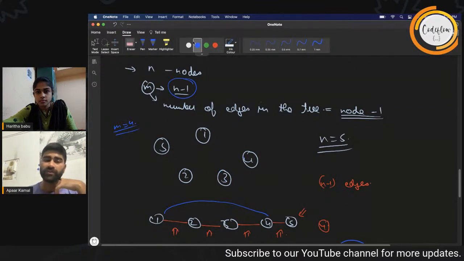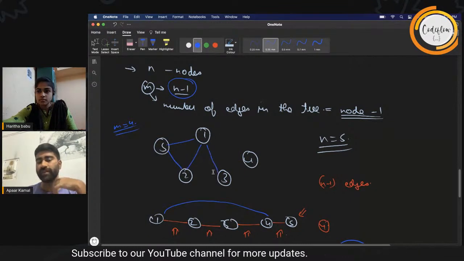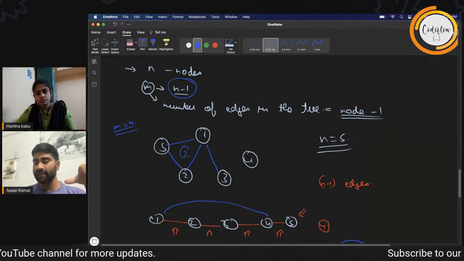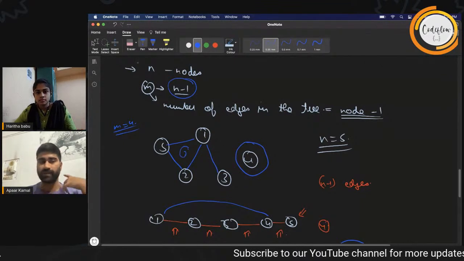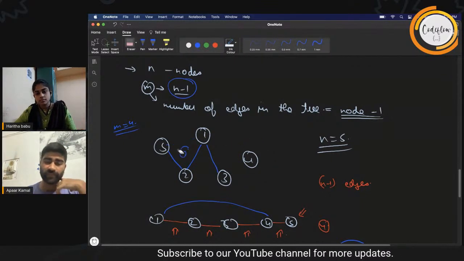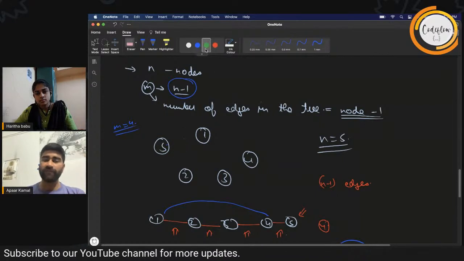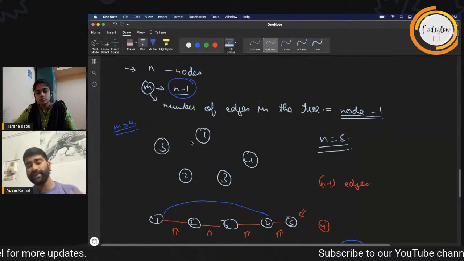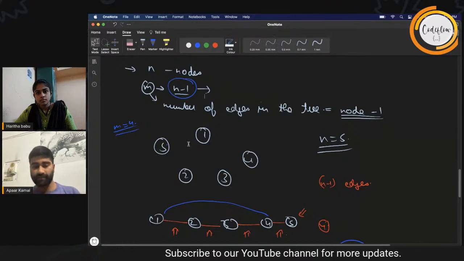But there is this way also: 1 to 5, 5 to 2, 1 to 2, and 1 to 3. As we can easily see, we have a cycle here, and also it is not a connected graph, as 4 is an isolated node. So the important thing to note here is that we can add as many edges as we want, but we only need n minus 1 edges to make the graph a connected graph.